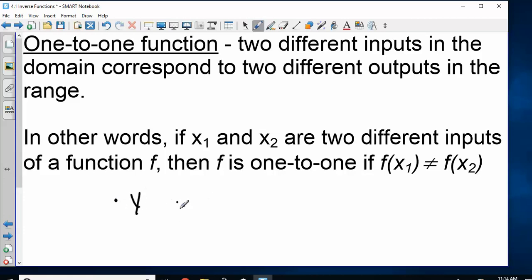Another way of saying that is y never repeats. Okay, so in a function, x doesn't repeat. In a one-to-one function, y doesn't repeat either.